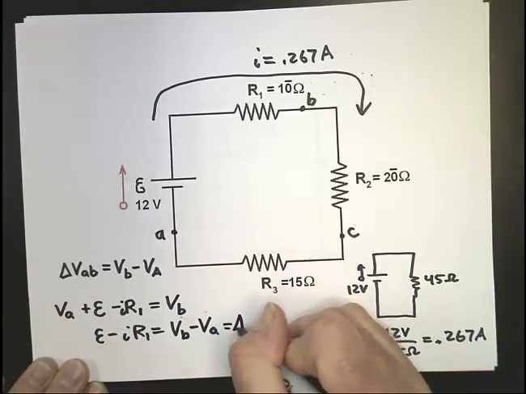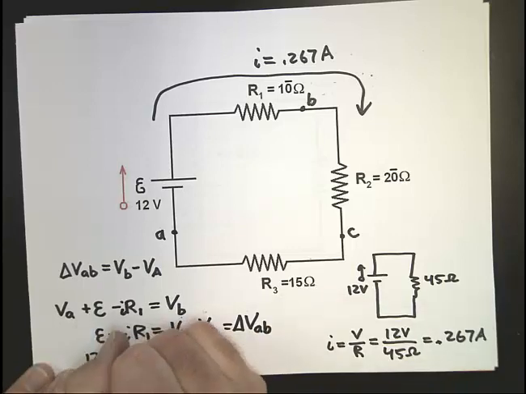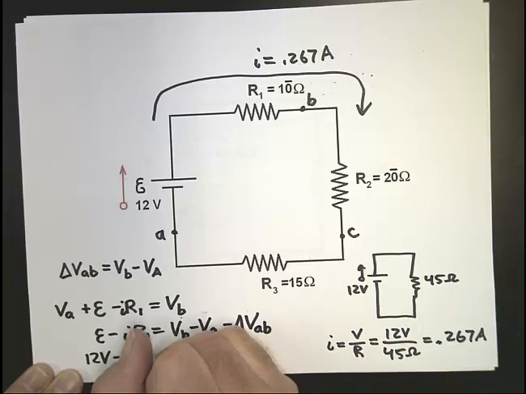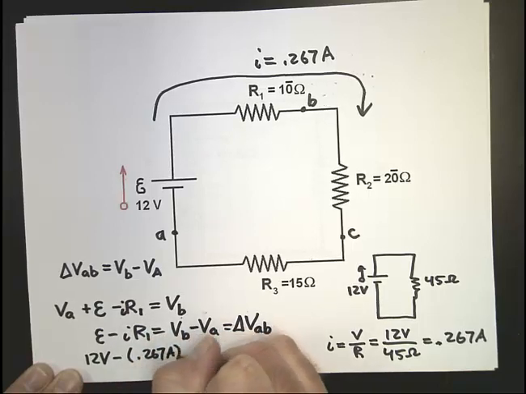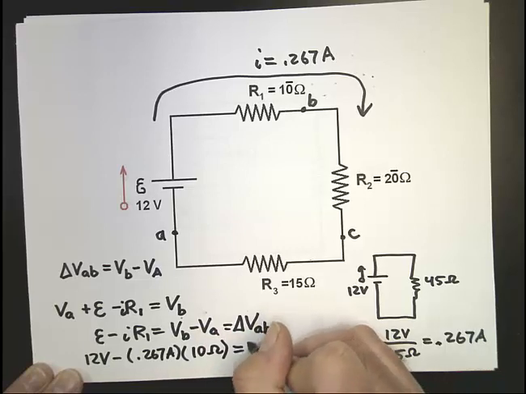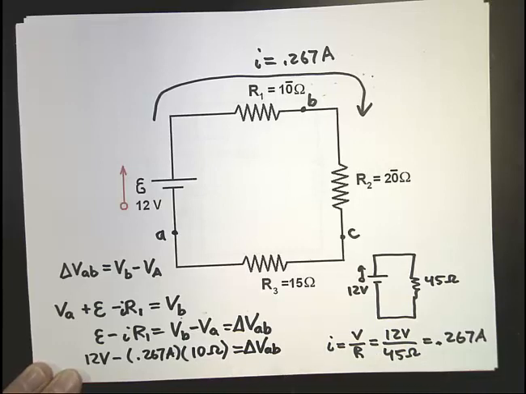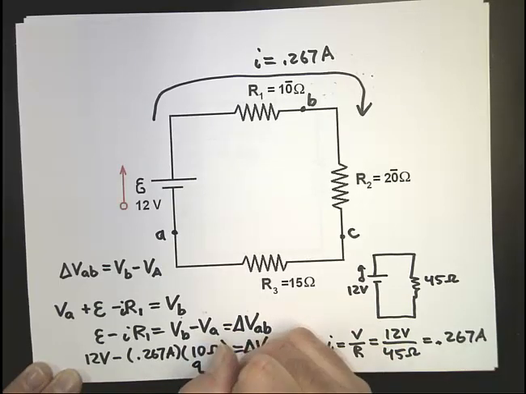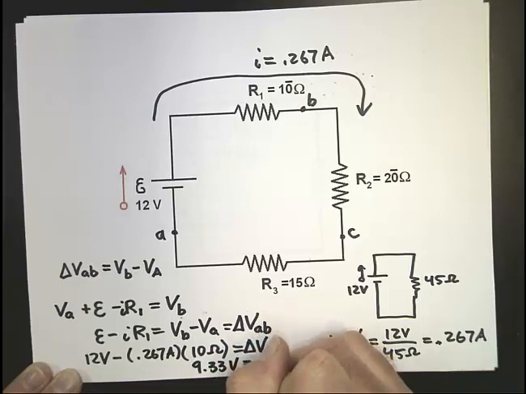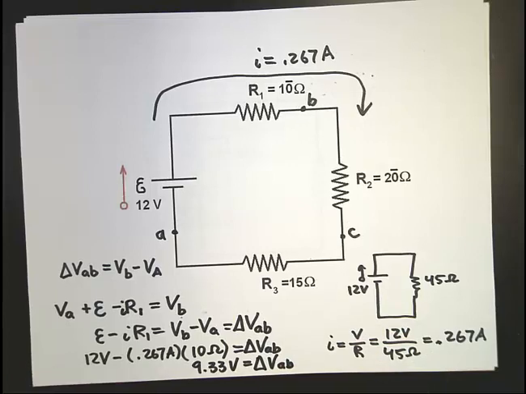AKA, what's the potential difference between A and B? I put in my numbers, I get 12 volts minus 0.267 amps times a resistance of 10 ohms gives me the potential difference to be 9.33 volts. Okay? Just something they can ask in the problems or in the problem set. Find the potential between two spots.